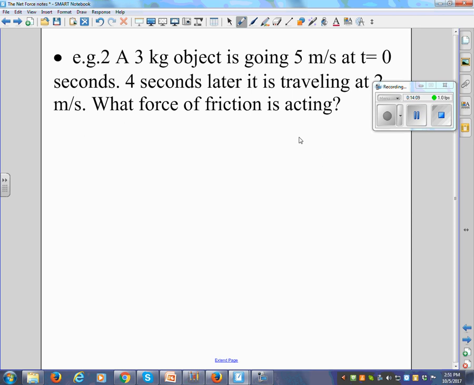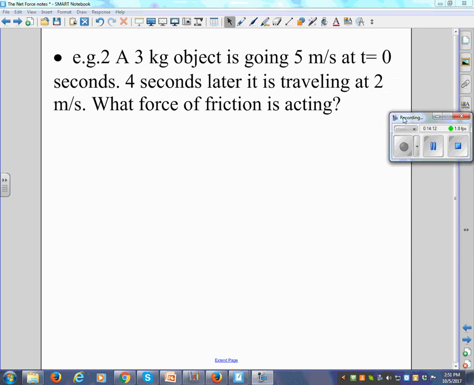I'll try this one. This one's asking for the force of friction. So we're solving for it. Okay, so we got a 3 kilogram object moving 5 meters per second at t is equal to 0. 4 seconds later, it's traveling at 2, so it's actually doing what? Decreasing. Slowing down, right? We need to find the force of friction that is acting. So what do I know? I know the mass. That would be the initial velocity, and the other one would be the final velocity. The t is equal to 0 doesn't really matter, but the time is 4 seconds.